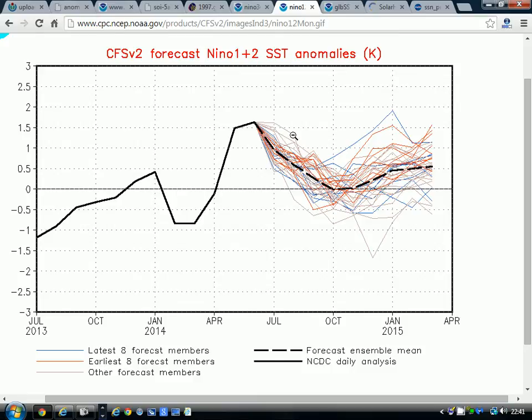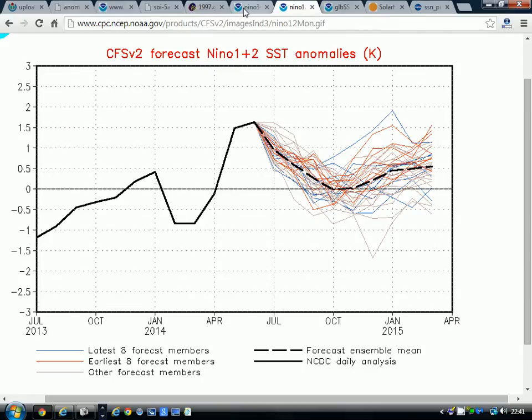So this is the forecast from the CFS model for regions 1 and 2, which is off the coast of Peru, and we see we actually dip away in terms of those temperature anomalies through this year. This is where we are right now in June. We're dipping away through the rest of the year if the forecast is right. By the end of the year, by the time we get through to October and November, we're actually just around average in terms of the sea surface temperature anomalies.